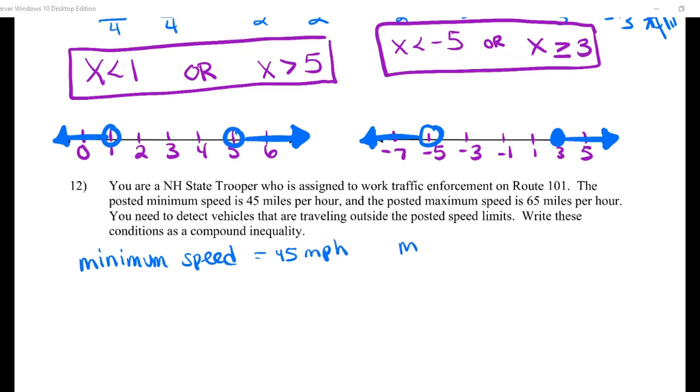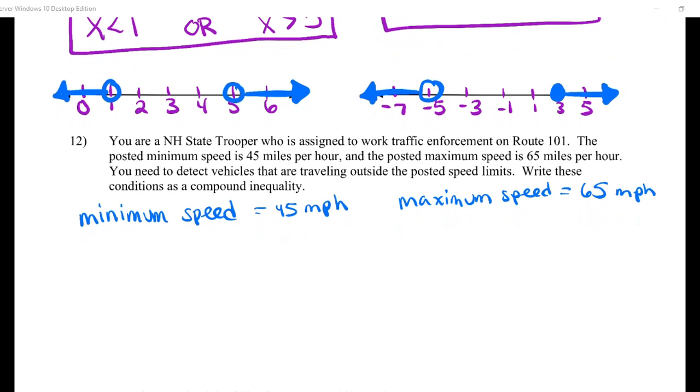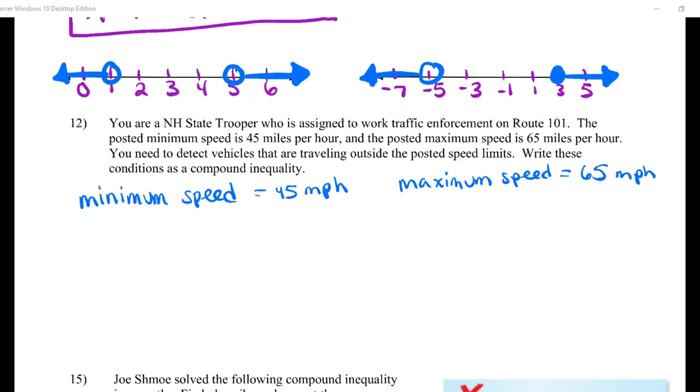And the posted maximum speed is 65 miles an hour. We want to detect vehicles that are traveling outside the posted speed limits. So we want to write these conditions as a compound inequality. I was a little confused on whether to express the compound inequality based on who is following the speed limit or who would get pulled over. So I opted to express it for both so that you would see the differences between an and inequality and an or inequality.